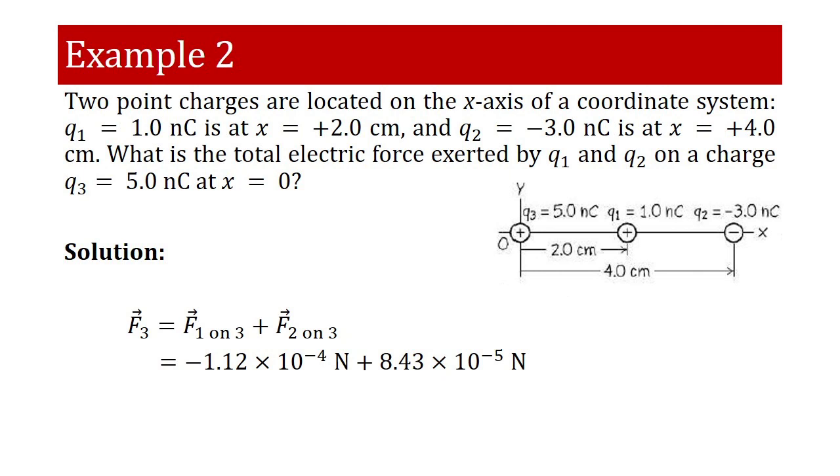And the total force exerted on charge 3 is the vector sum of these two forces. So you add them considering their signs. So negative 1.12 times 10 to the minus 4 plus 8.43 times 10 to the minus 5. You will get negative 2.77 times 10 to the minus 5 newtons.